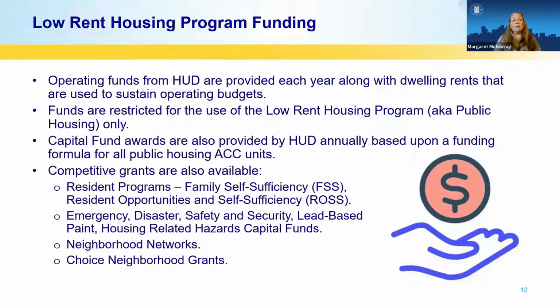There are also some competitive grants for public housing that are available, some of which I already mentioned, such as the FSS and ROSS program. There are also emergency disaster, safety and security, and lead-based paint and housing-related hazards funds in the Capital Fund program. There's also funding through Neighborhood Networks for internet access and comprehensive development funding through the Choice Neighborhoods program.